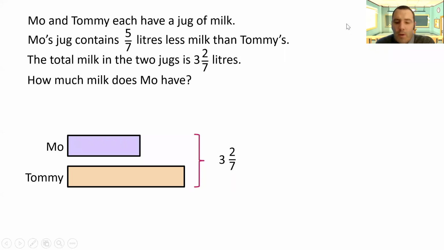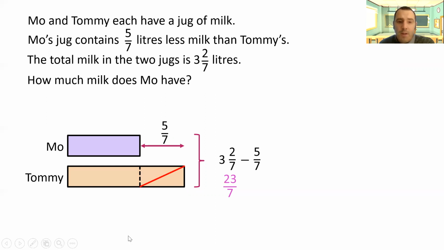We also know from the question that Tommy has 5/7 of a litre more. So we can take that out. But how do we do it? Well, we need to convert 3 2/7 into an improper fraction and then take away the 5/7. I can't do it easily with 3 wholes and 2/7. So we turn 3 2/7 into an improper fraction.